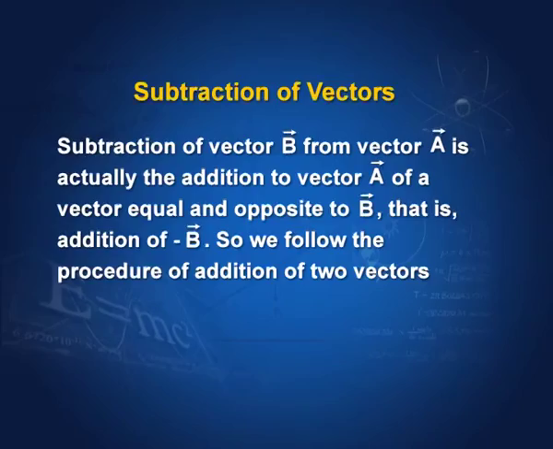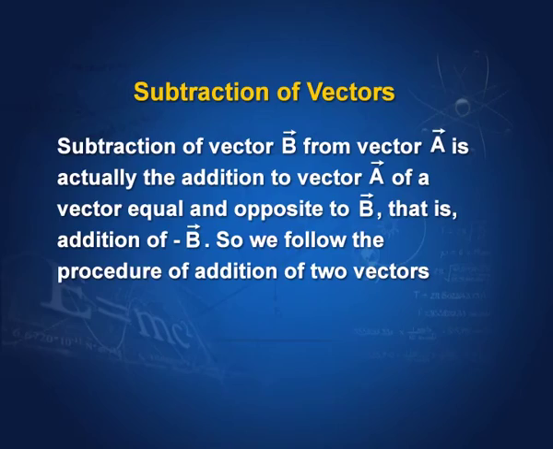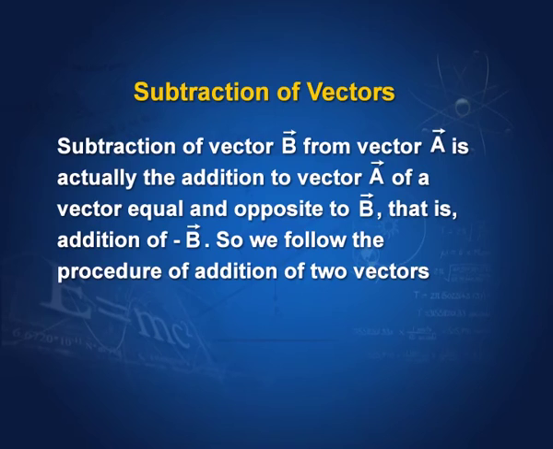Recall that in mathematics, subtraction of one number from the other, say 5 from 6, is actually the addition of minus 5 to 6. Similarly, here when I want to subtract vector B from A, I add minus B to A. Let me repeat, subtraction of two vectors is actually the addition of one and the negative of the other. So, let us see how we get the result.